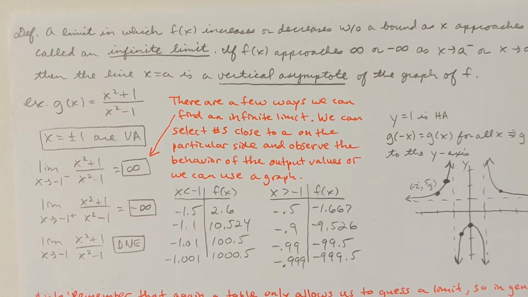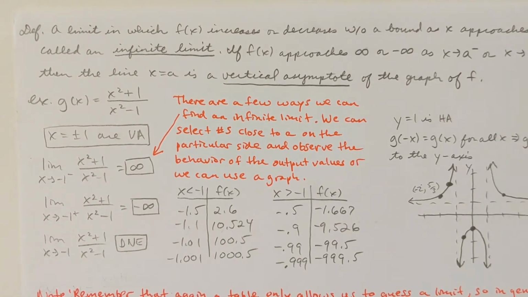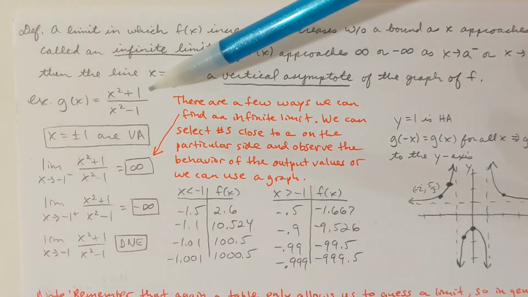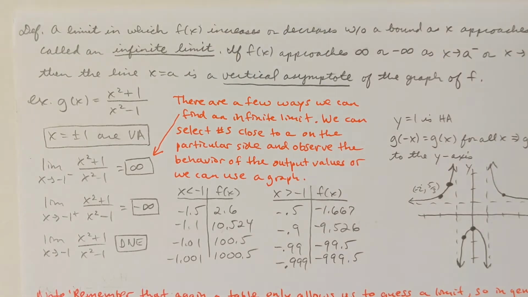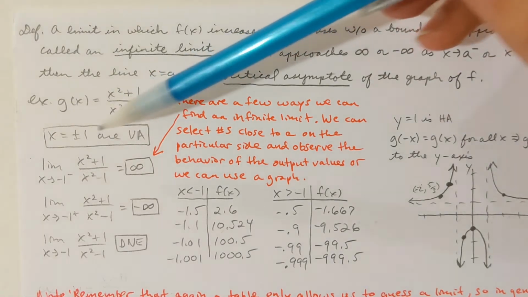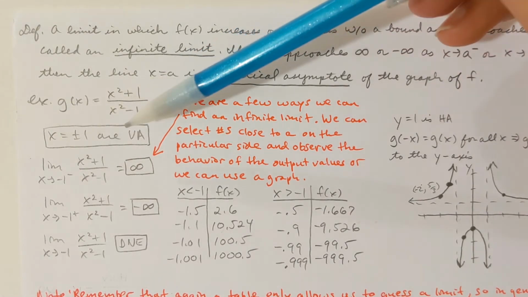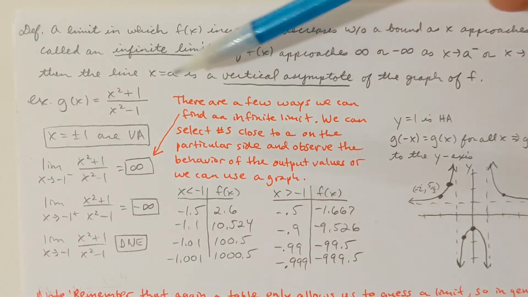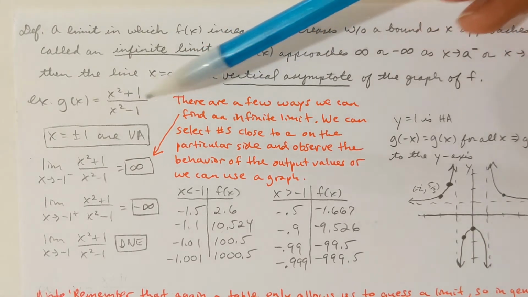We'll be using that, okay? And that can be helpful when it comes to graphing. So let's take a look at an example. Suppose that we want to work with the function g of x, which is x squared plus 1 over x squared minus 1. Now, from what I know from algebra, I can know right away that x equal 1 and x equal negative 1 are vertical asymptotes, right? Because 1 and negative 1 are not in the domain of g.